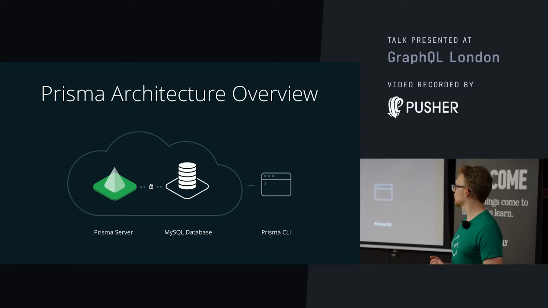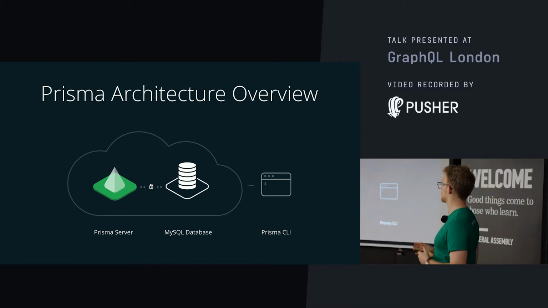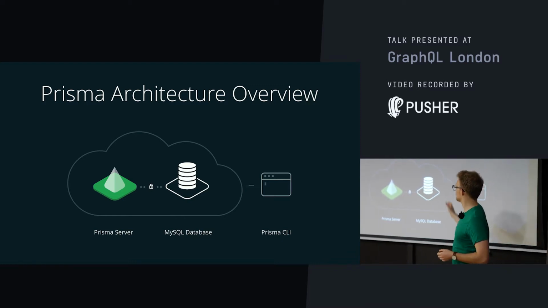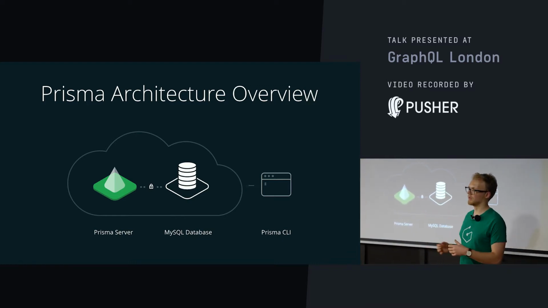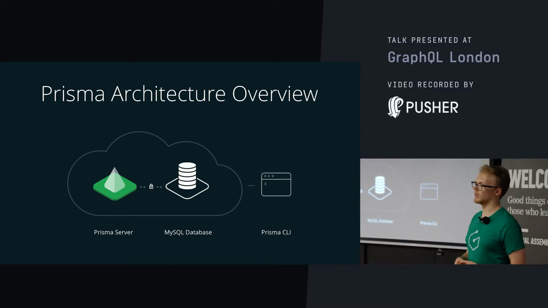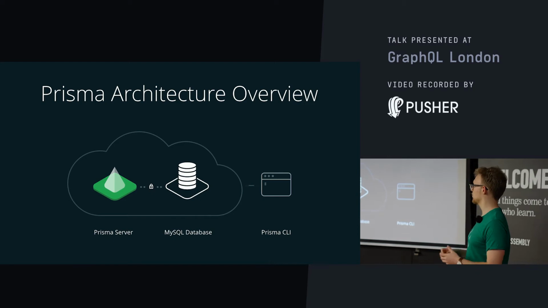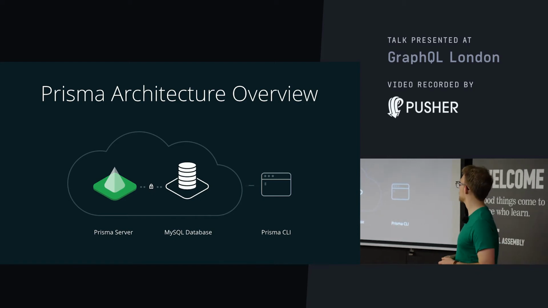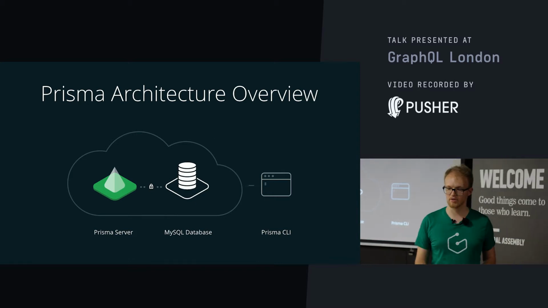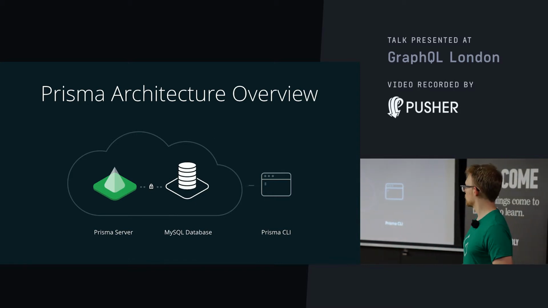So on a high-level architecture, it looks somewhat like this. You have a database. Currently, we're supporting MySQL. You put Prisma in front of it. Either you host it yourself using Docker, you can run it like this locally, or you can use it as a cloud offering. And you instrument all of that at development time through a CLI.